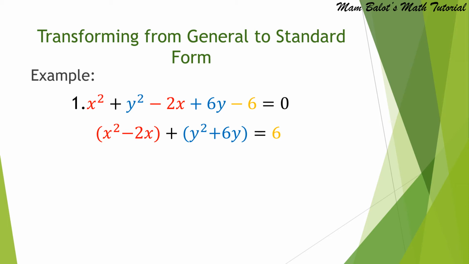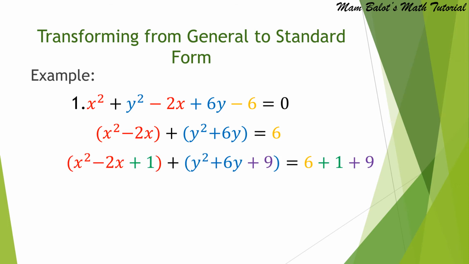The next step is to complete the square of the binomial to make it a perfect square trinomial, using the formula of c that we have discussed earlier. So x squared minus 2x becomes x squared minus 2x plus 1. So that is now a perfect square. And then y squared plus 6y becomes y squared plus 6y plus 9, which makes it a perfect square. So since we add positive 1 and positive 9 to the left side, we need to add also positive 1 and positive 9 to the right side to retain the equality.